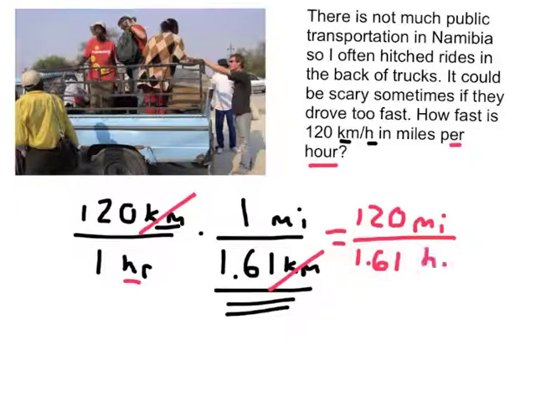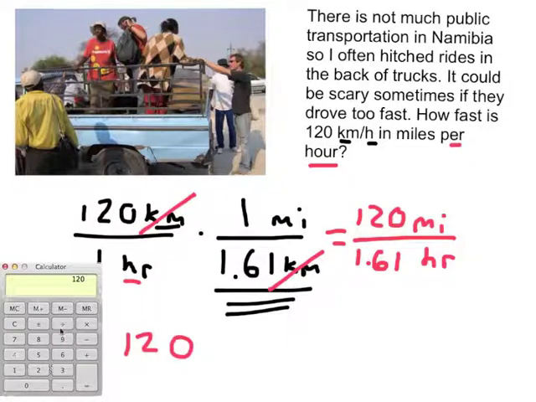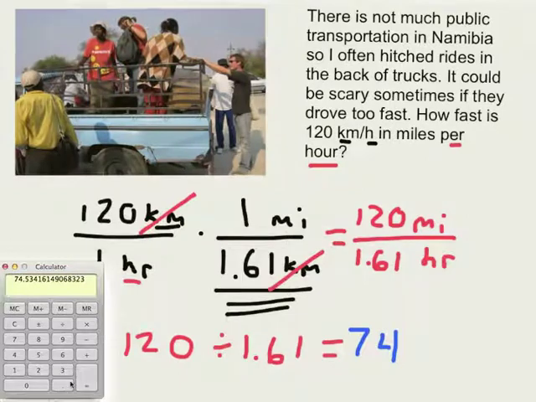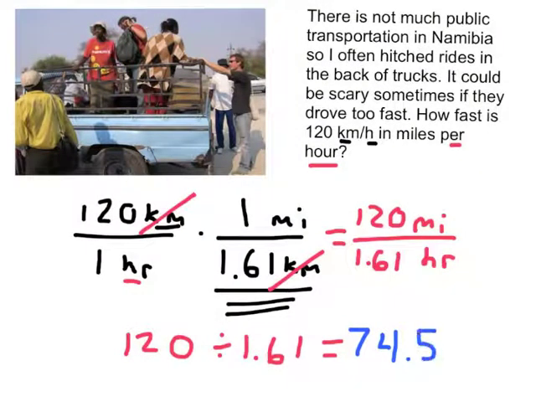61/100 of an hour. This is an improper fraction, so I need to say how many times does 1 61/100 go into 120. So we can divide. So we got 120 divided by 1 61/100 equals 4.5 miles per hour, which is kind of fast to be riding in the back of a pickup. You have no seat belts. It's a little bit scary.